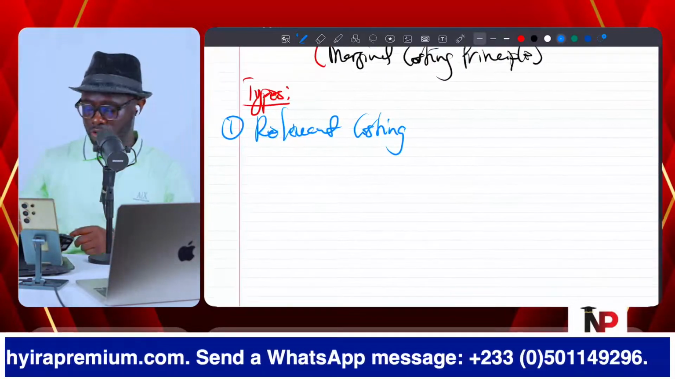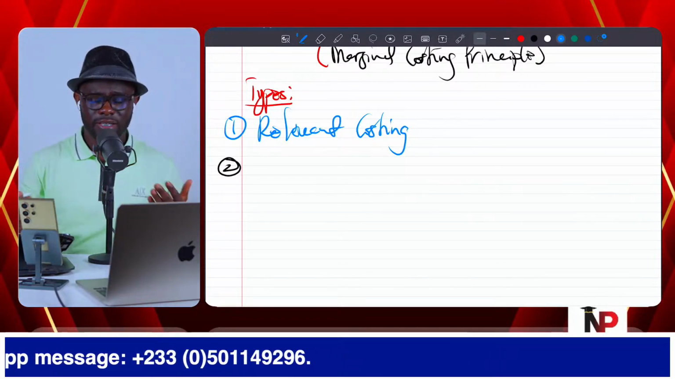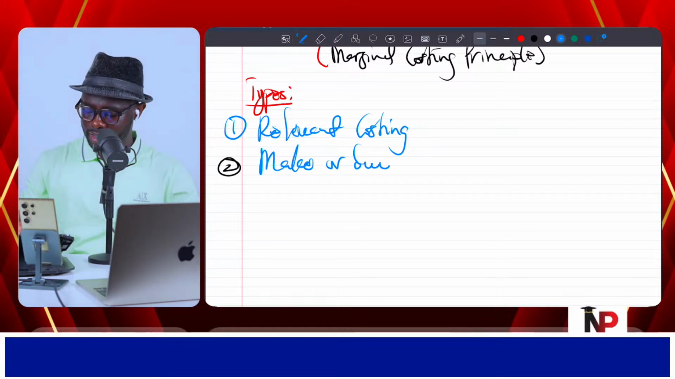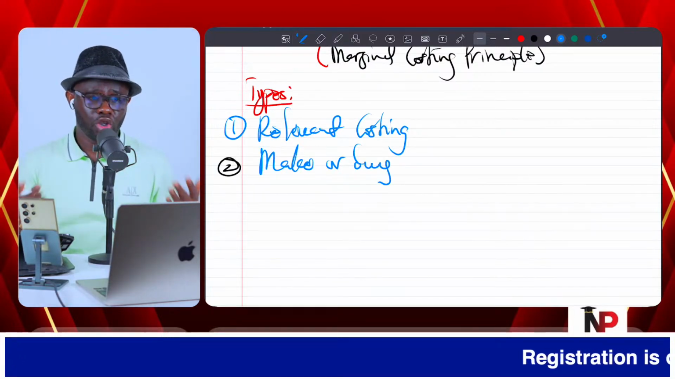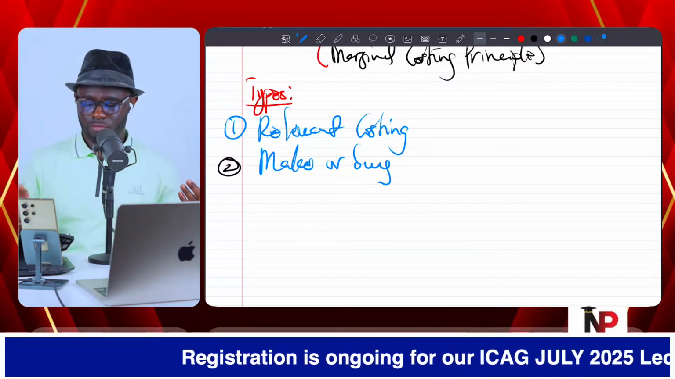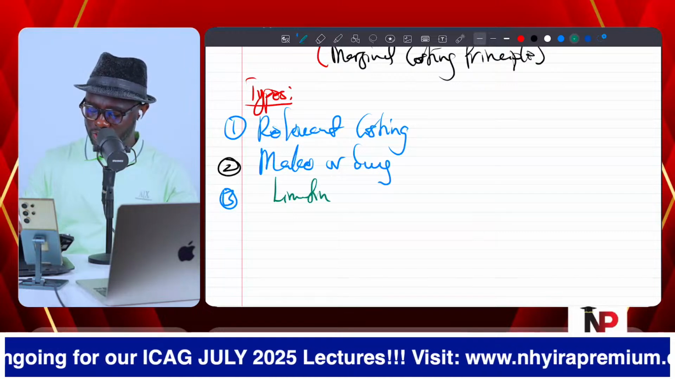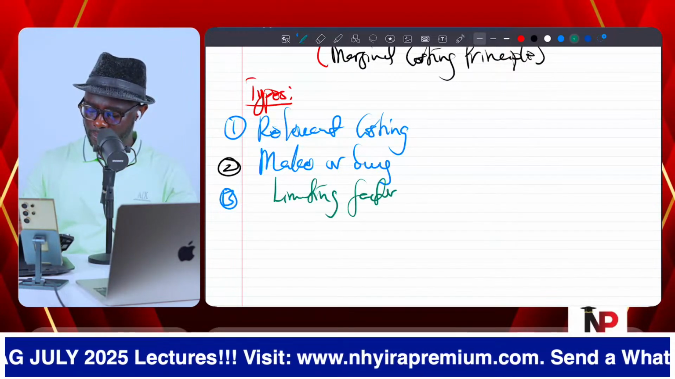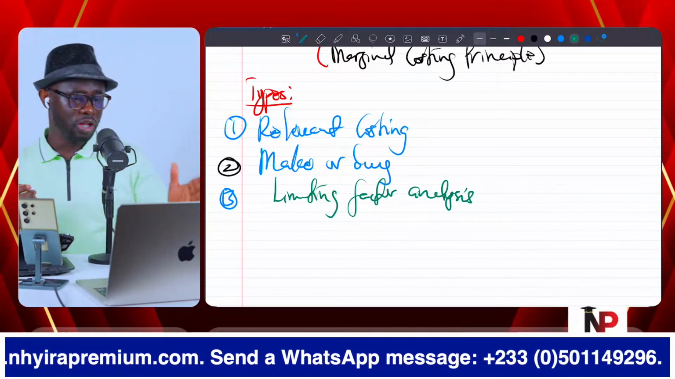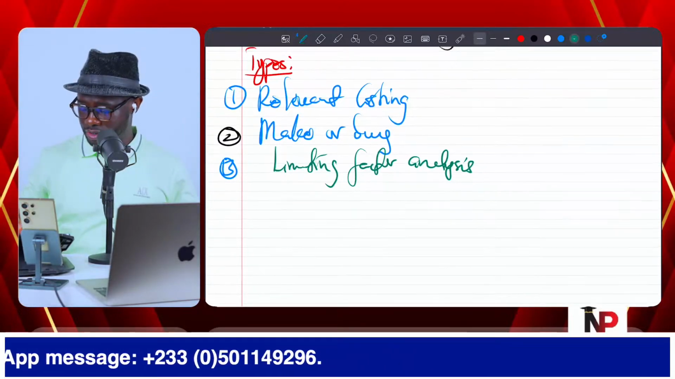So relevant costing. Number two is to talk about whether the entity should make a product in-house, which was what came last semester, make or buy. Should we make the product in-house or buy it from the outside? Number three, limiting factor analysis. How do we use the limited resources in order to maximize our profit? So limiting factor analysis is important. We must know about it.